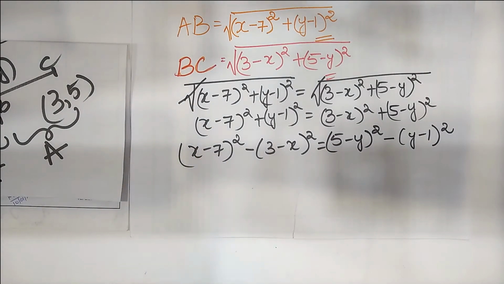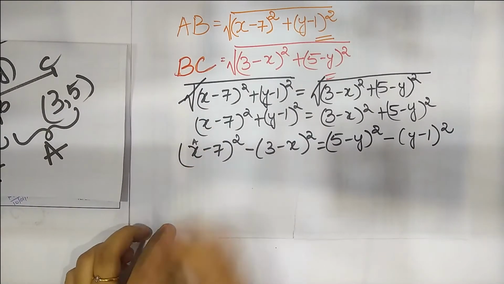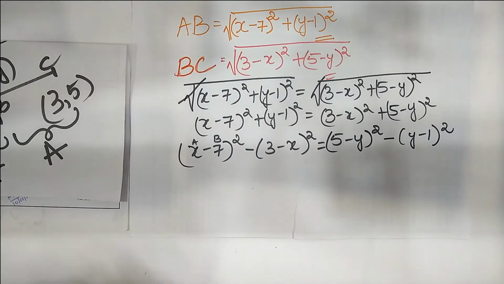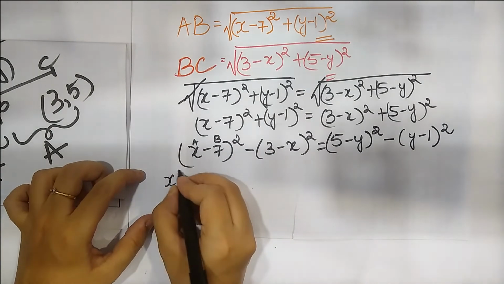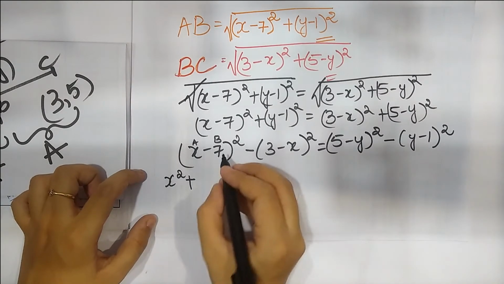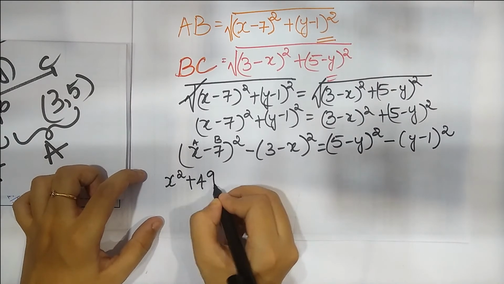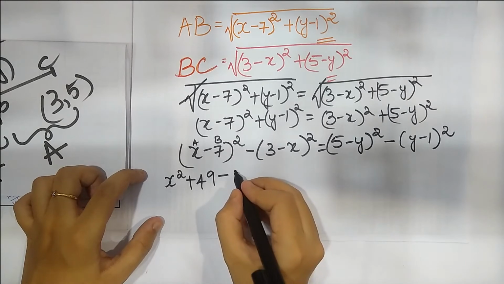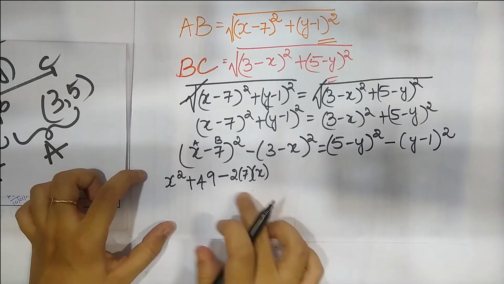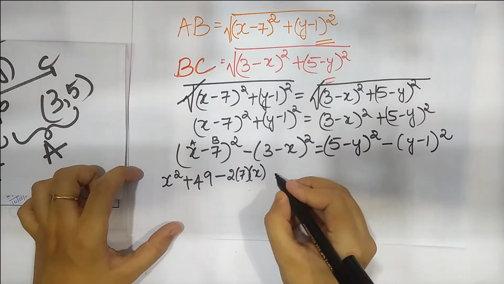Use that formula here. So x becomes your a, 7 becomes your b. So the formula for a minus b the whole square will be x square plus b square, which is 7 square, 49, minus 2 into a into b. So this is for this, and we're already done with that.